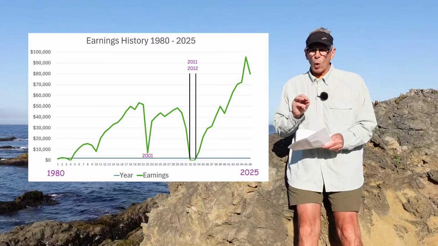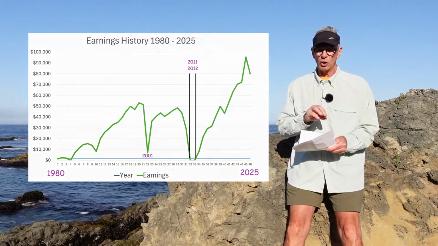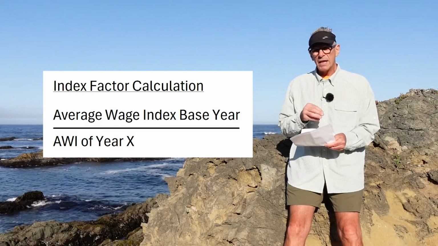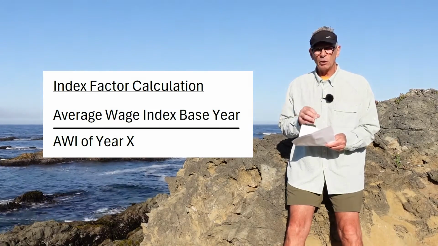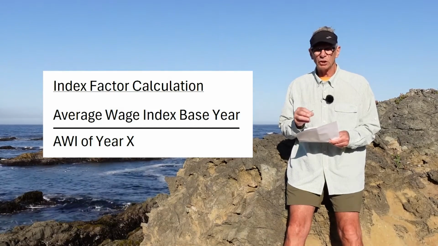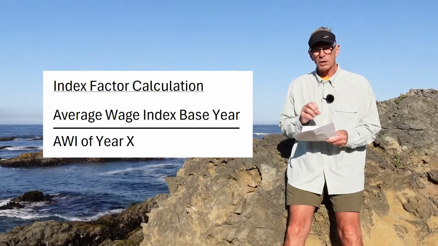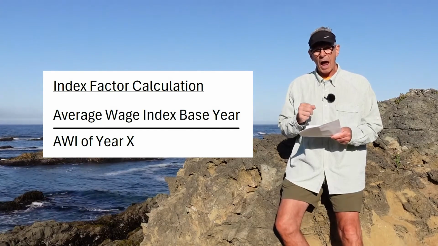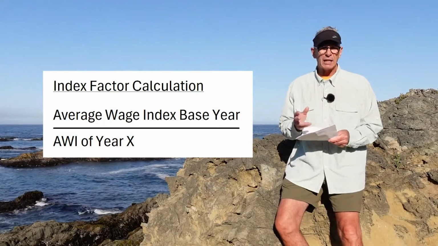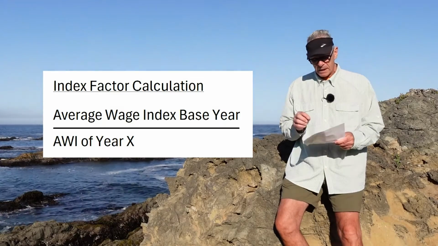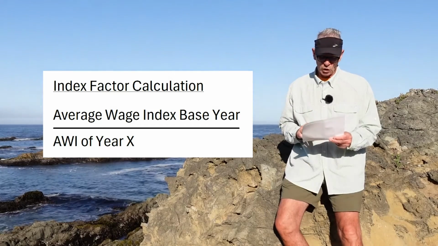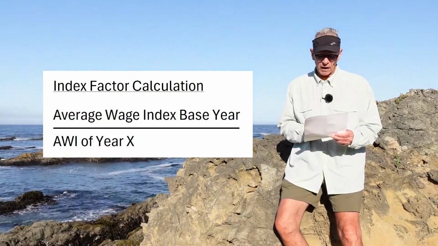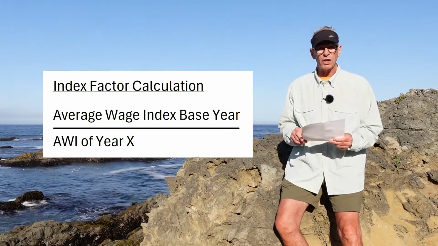Now, these old historic earnings numbers need to be adjusted for inflation. They index them, and it's a little bit more complicated than just adjusting for inflation. There are particular numbers that are established every year from the National Average Wage Index. I think it comes from the Department of Labor. But anyhow, they need to raise up your historic earnings, and they take the average wage index base year divided by the average wage index of the year in question.